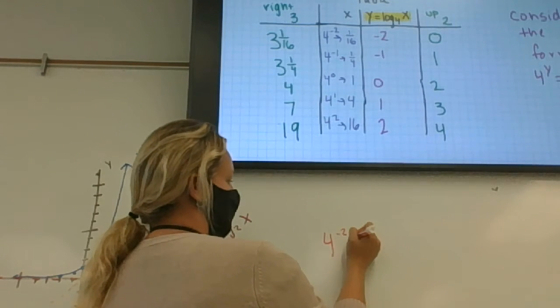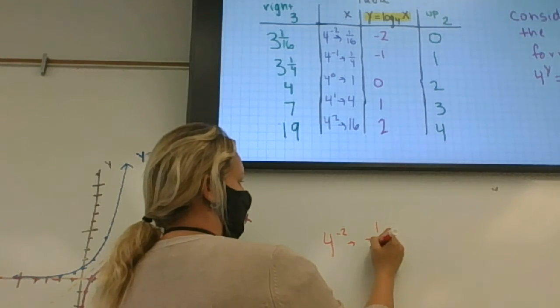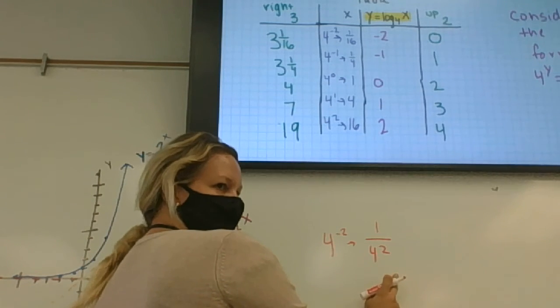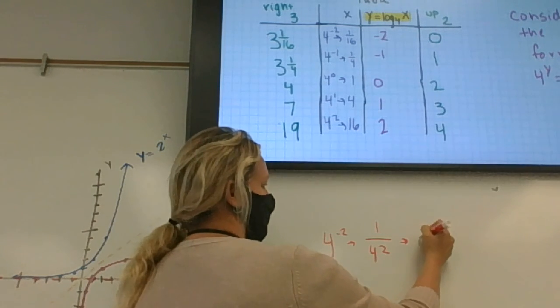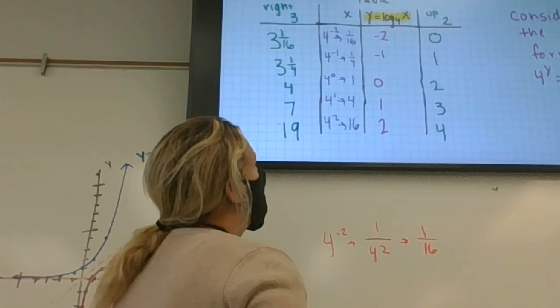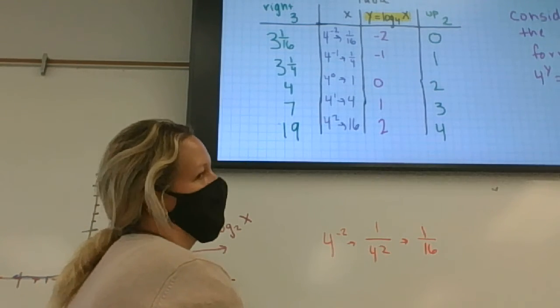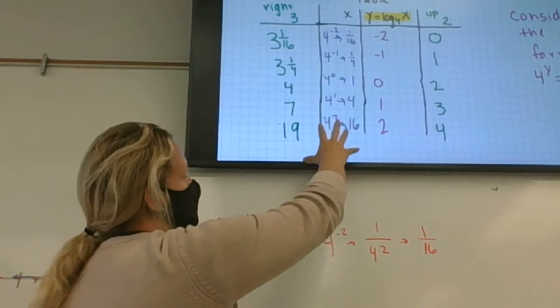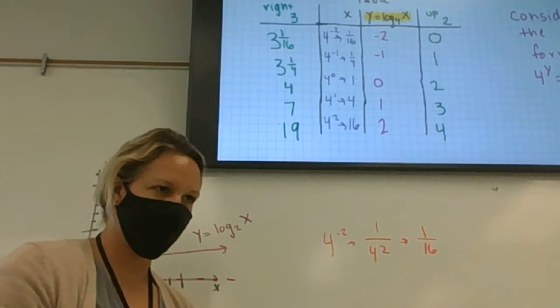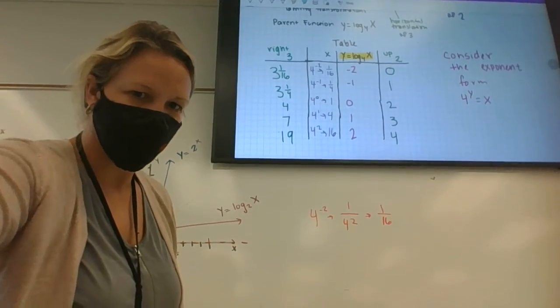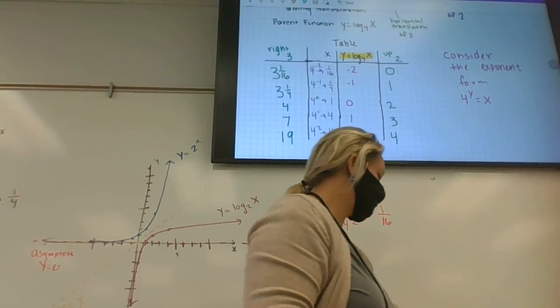So 4 to the -2 is 1 over 4 squared. Negative exponents lead to fractions. And that's 1 over 4. Show more work than I did. Just make this bigger and show more work, and then it might be easier. You're good. Good question. Let me make my graph.